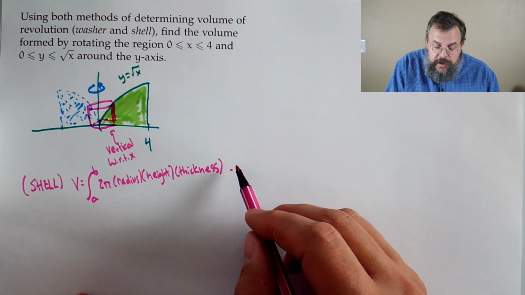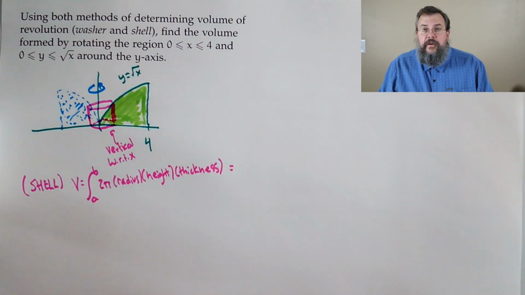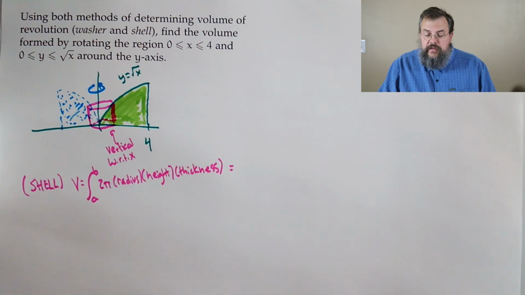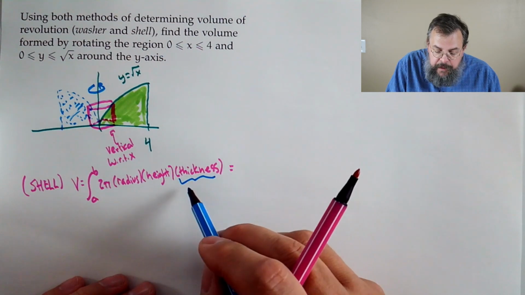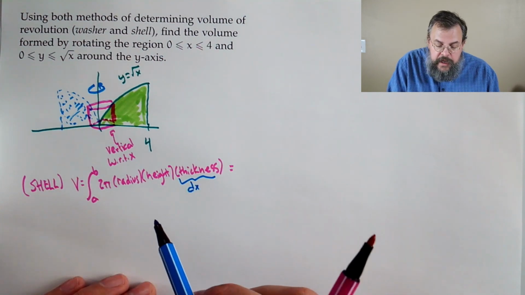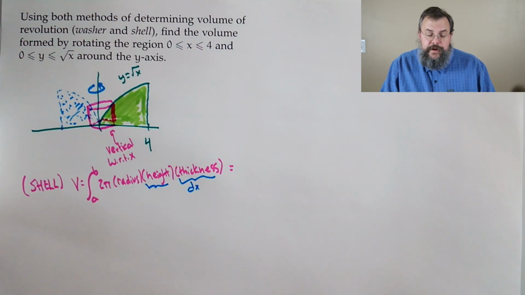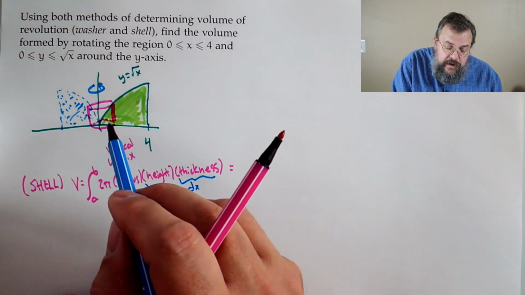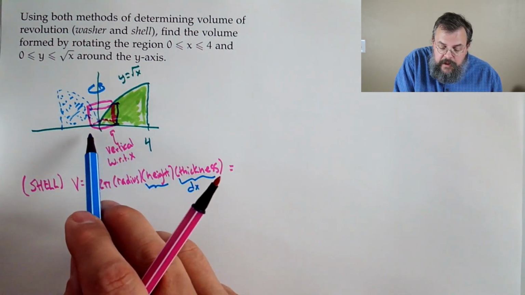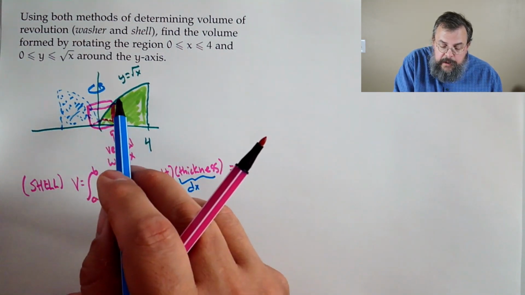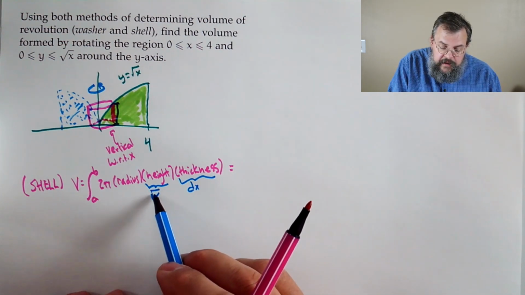Well, we're integrating with respect to x, so our thickness is dx. That's good. That makes that part pretty straightforward. How about the height? Can we spot that? Yeah, that's also pretty straightforward, right? Because it's how far we are from the line y equals 0 up to the line y equals root x. Well, that is root x.